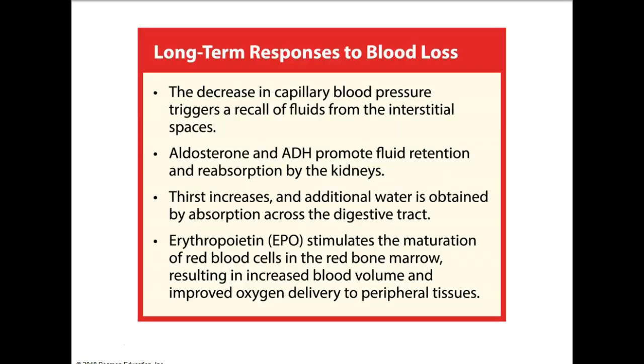Long-term responses: decreasing your blood capillary pressure triggers recall of fluids from the interstitial space. Aldosterone and antidiuretic hormone will promote fluid retention and reabsorption by the kidneys. Your thirst increases. Additional water is obtained by absorption across the digestive tract. And erythropoietin will stimulate maturing of red blood cells in the red bone marrow, which gives you increased blood volume and improved oxygen delivery.